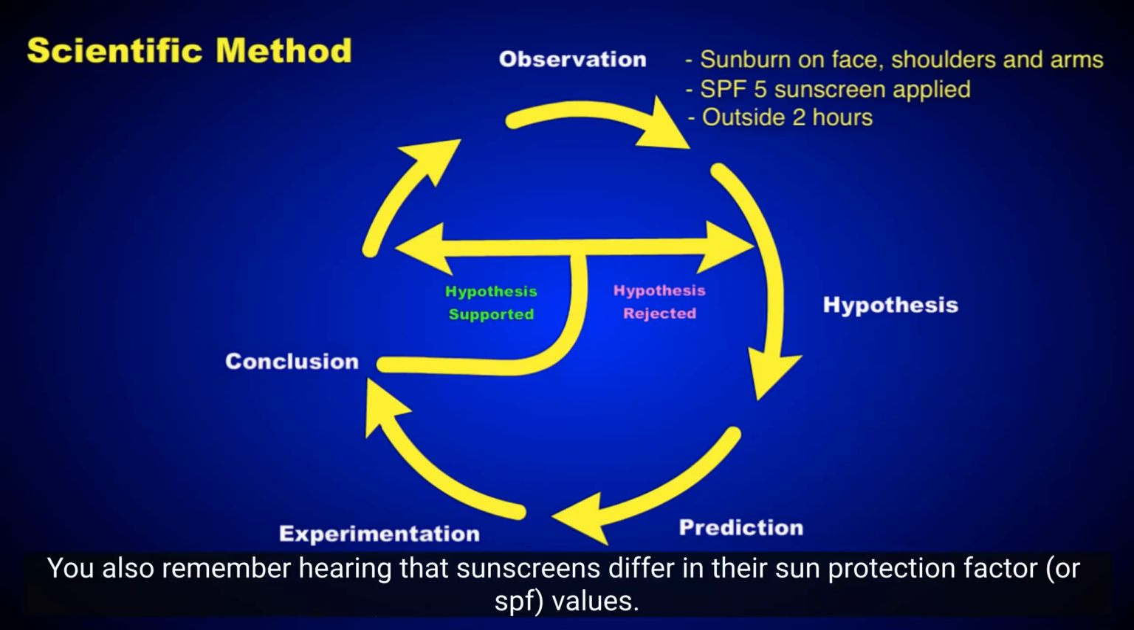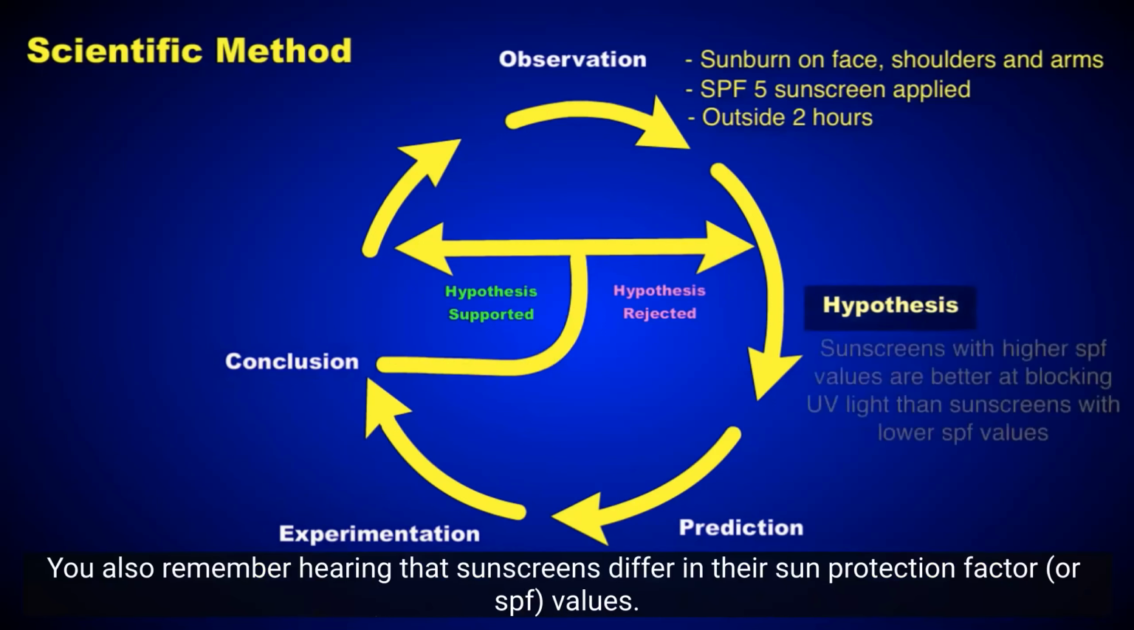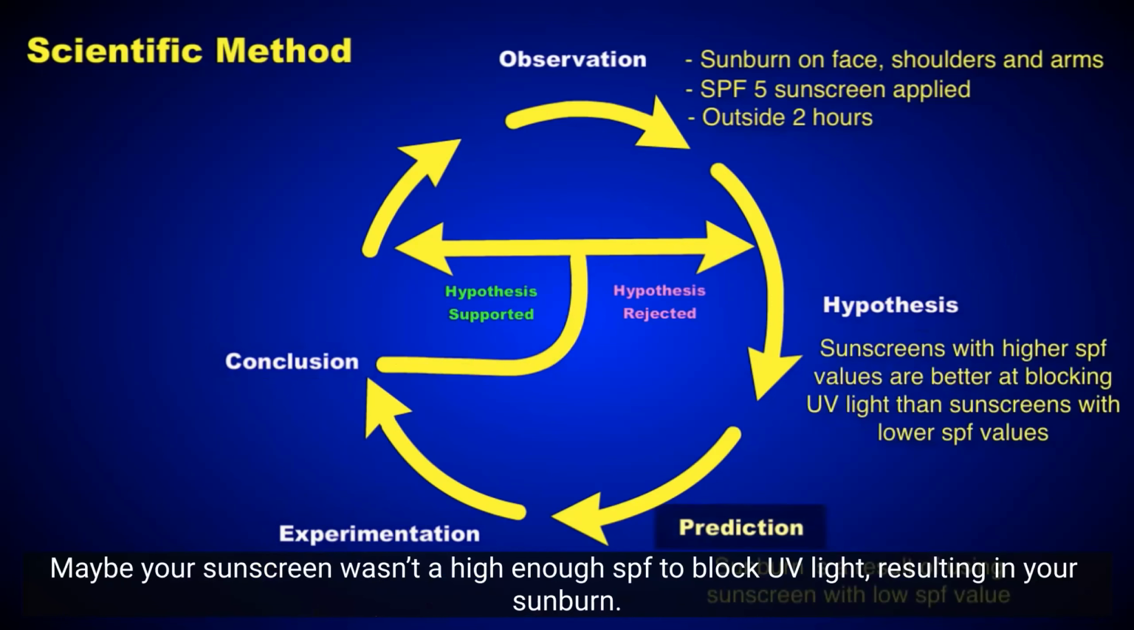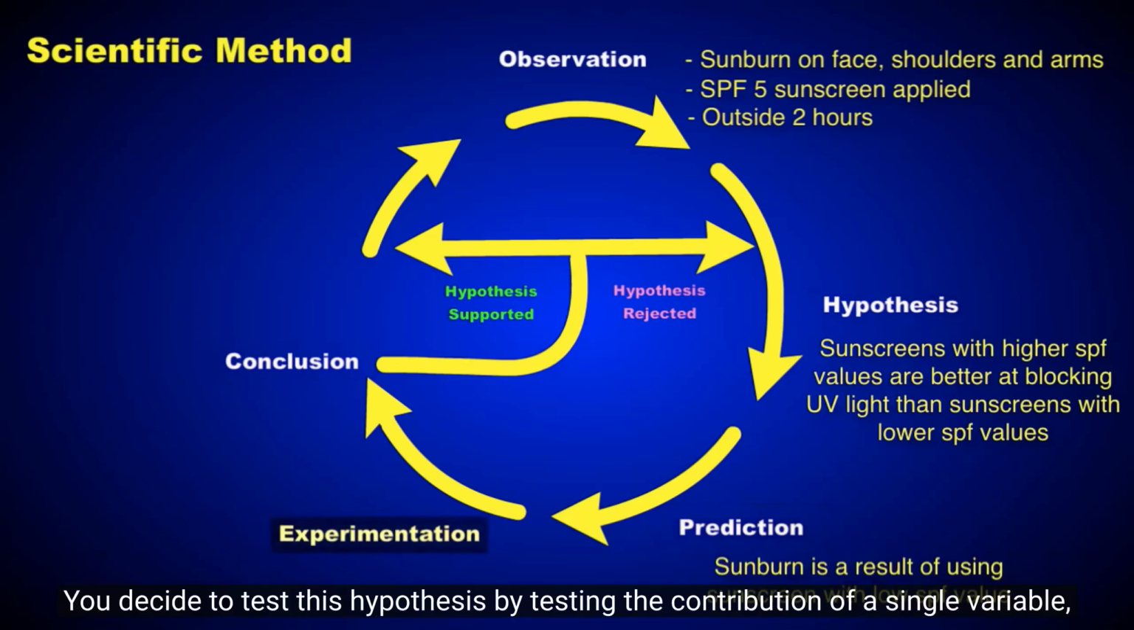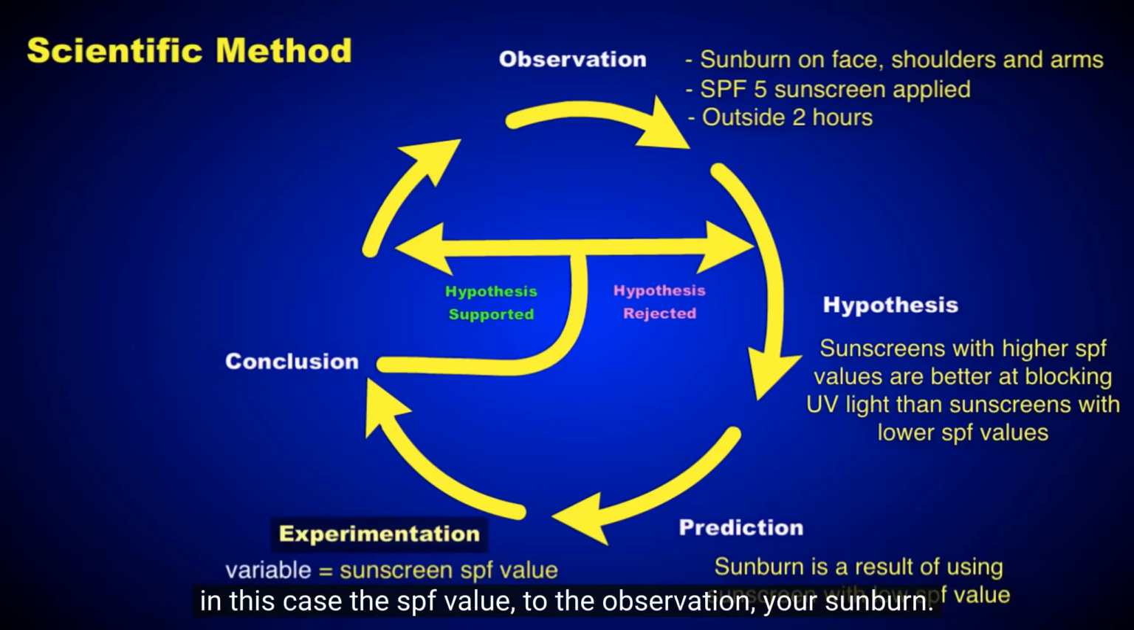You also remember hearing that sunscreens differ in their sun protection factor, or SPF values. Maybe your sunscreen wasn't a high enough SPF to block UV light, resulting in your sunburn. You decide to test this hypothesis by testing the contribution of a single variable, in this case the SPF value, to the observation, your sunburn.